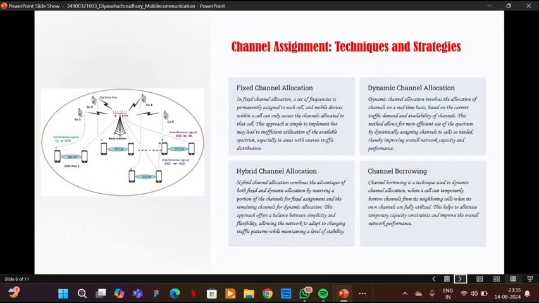Channel assignment techniques and strategies. Here we have four techniques and strategies: number one is fixed channel allocation, number two is dynamic channel allocation, number three is hybrid channel allocation, and number four is channel borrowing.